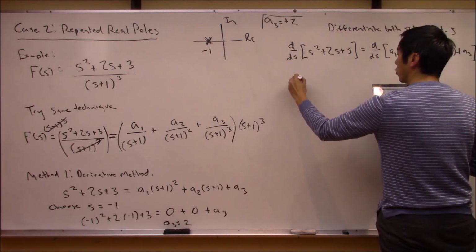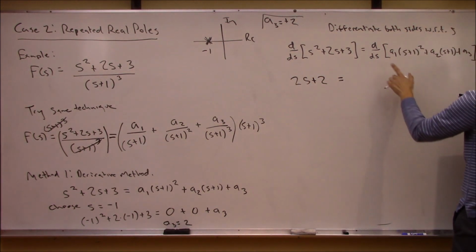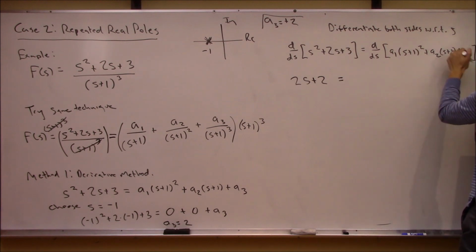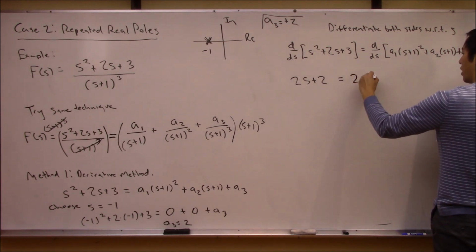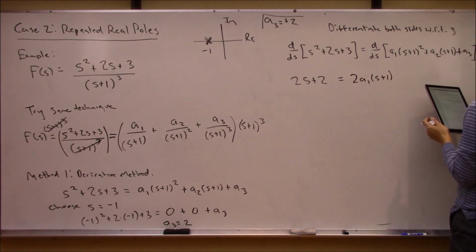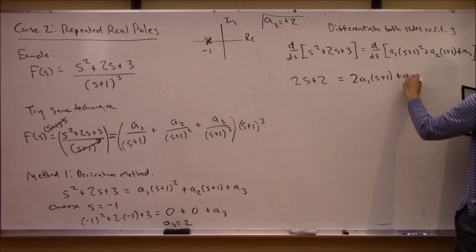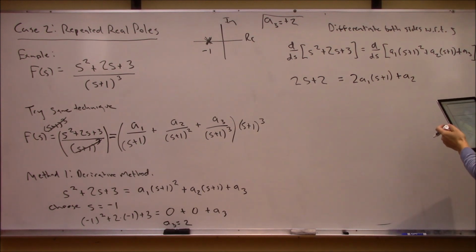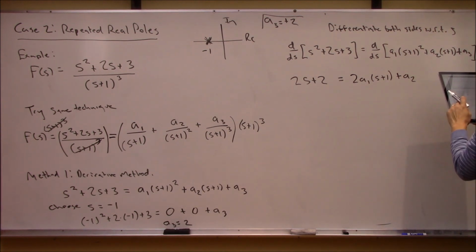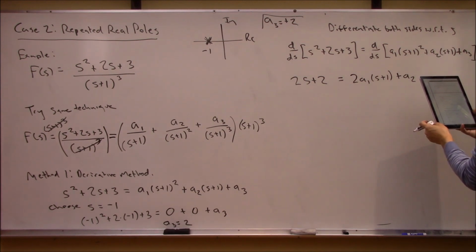If we take the derivative of both sides, this side is pretty easy. This is now 2s plus 2, is equal to, and now here's where this derivative is nice because it's going to start knocking out some of the terms that we've already solved for. So this first part becomes 2a1 times s plus 1, plus a2, plus 0. That is awfully handy. Let me just make sure I got that right. Yep, plus a3 drops out. Okay, great.